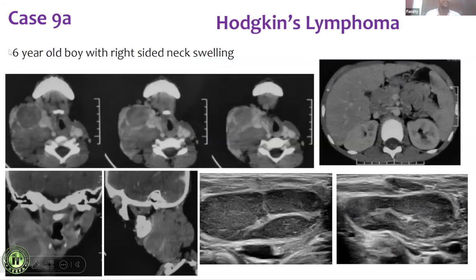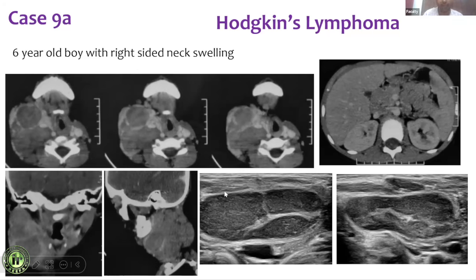This is another case, a 6-year-old boy with a right-sided neck swelling. What you find is multiple enlarged lymph nodes. They are rounded in appearance, quite homogeneous, studded on the right side, discrete lymph nodes. And there are also multiple intra-abdominal retroperitoneal lymph nodes. So this is a very classic case of Hodgkin's lymphoma involving intra-abdominal, mediastinal as well as cervical lymph nodes. And these are the post-treatment images after chemotherapy.